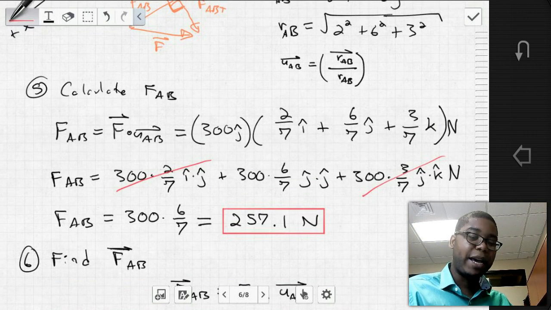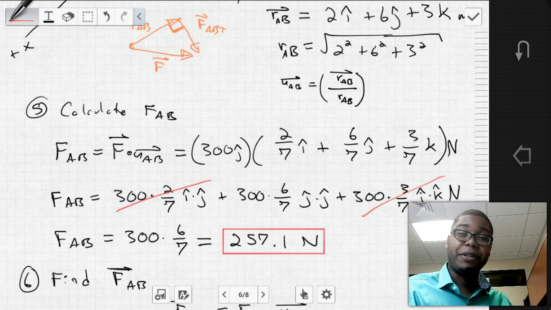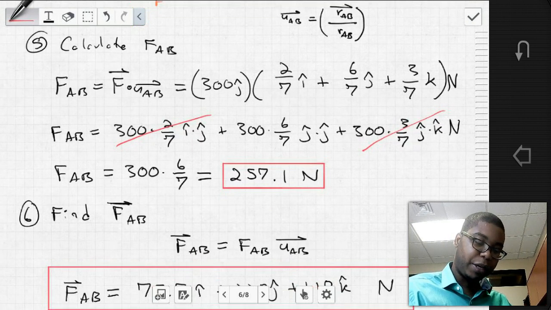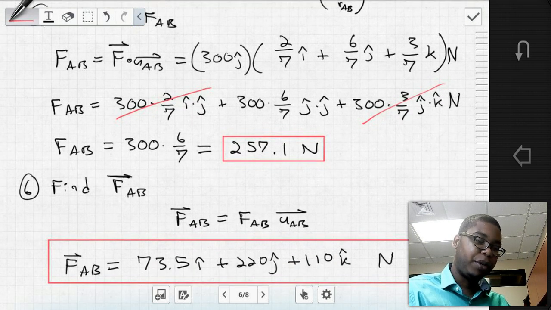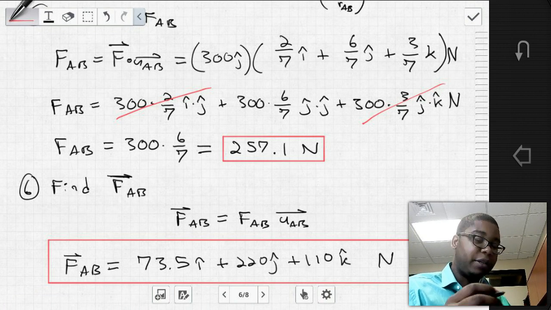Now it's important for you to go back and revisit theory on why the i dot j term and the j dot k term are eliminated. It's very simply the application of the dot product rule where the unit directions become the vectors. So now that we've done that, we'll find that the magnitude FAB is equal to 257.1 newtons. So now that we found that magnitude, we have the magnitude along AB.